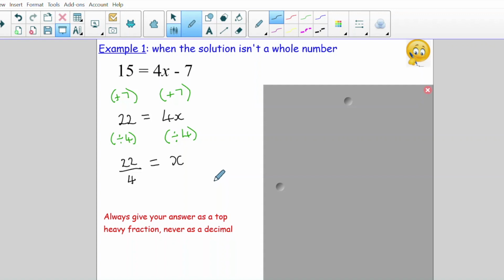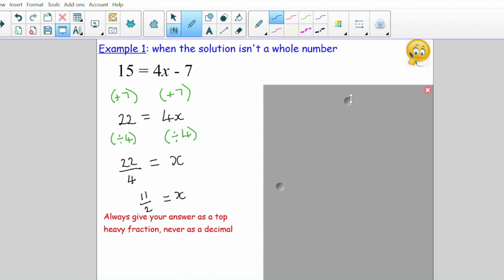So we never ever give answers to equations as decimals. We always leave them as fractions, normally just as a top-heavy fraction, but it is good practice to simplify our answer, so we can simplify 22 over 4 to 11 over 2.